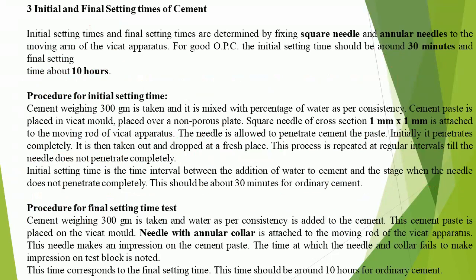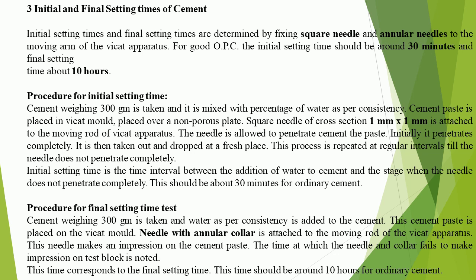3. Initial and final setting times of cement. Initial setting time and final setting time are determined by fixing square needle and annular needles to the moving arm of the VICAT apparatus. For good OPC, the initial setting time should be around 30 minutes and final setting time about 10 hours. Procedure for initial setting time.